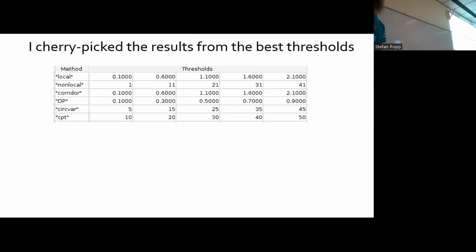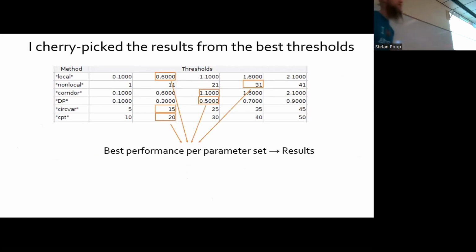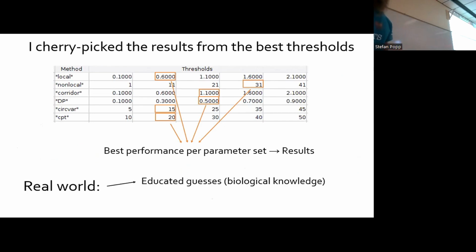One reason for this might be that I cherry-picked the results from the best thresholds. For each parameter set, I only saw, okay, maybe 0.6 is the best for the local method. And then I only presented these in the results, which is very generous to the resampling methods. But this is, of course, a problem in the real world, where what people are actually doing is either having an educated guess about which threshold they use for the method, biological knowledge, so saying, maybe, we expect the animal to only be turning in 60 degrees, even though we don't know at all. Or they're doing it in a post hoc way and saying, okay, with a 60-degree or 90-degree angle, we see the best signal in our data, or it fits our distribution the most, which is obviously also problematic, possibly.